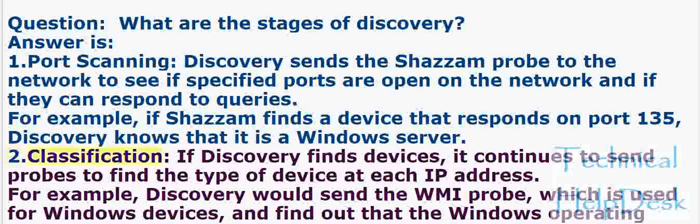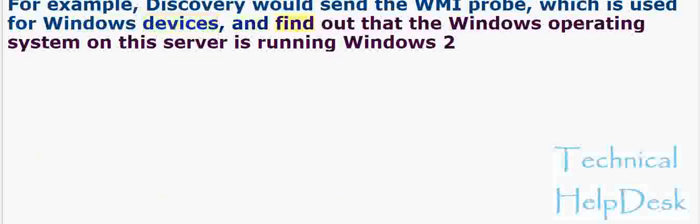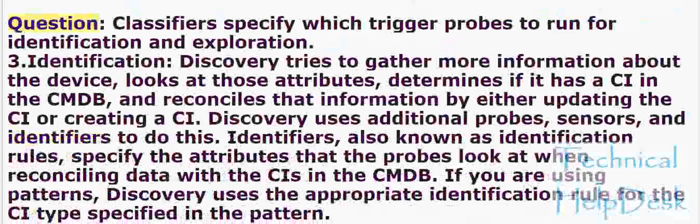2. Classification. If Discovery finds devices, it continues to send probes to find the type of device at each IP address. For example, Discovery would send the WMI probe, which is used for Windows devices, and find out that the Windows operating system on this server is running Windows 2. Classifiers specify which probes to trigger for identification and exploration.